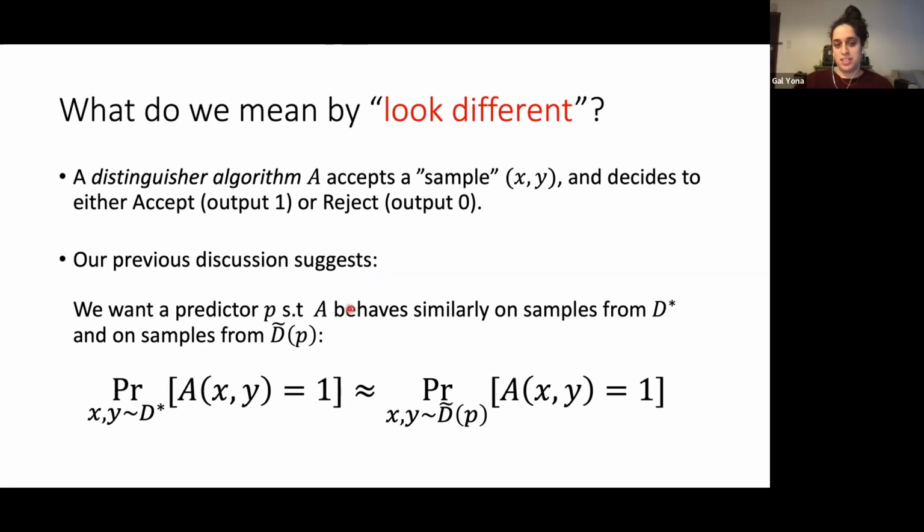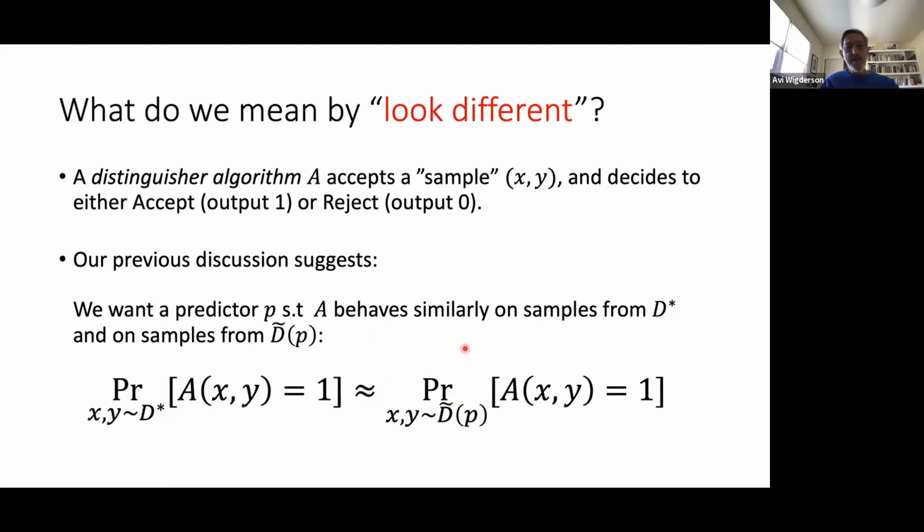We're going to use a distinguisher algorithm. Formally, a distinguisher algorithm receives a sample, so an X and a binary outcome Y, and it can do two things: it can accept, output 1, or it can reject. The discussion that we've just had suggests that a good predictor is such that this distinguisher algorithm behaves similarly, irrespective of whether the sample it receives was drawn from D star or from D tilde, this modeled outcome distribution. So in particular, the probability that A accepts on inputs from D star should be similar to the probability that A accepts on inputs from D tilde.